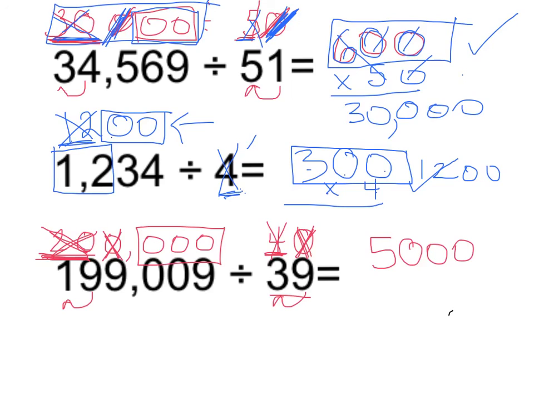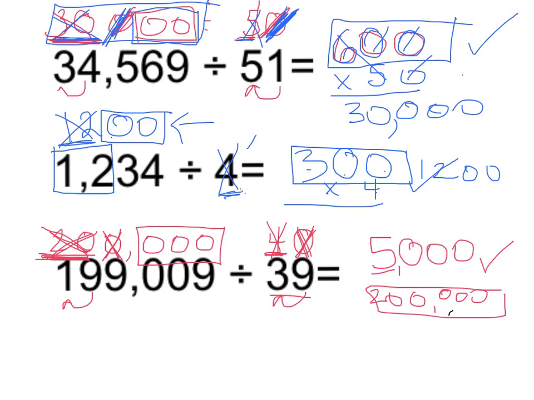Now, what am I going to do? I'm going to multiply to make sure. Is 40 times 5,000 about 200,000? Well, 4 times 5 is 20. 40 has 1 zero. 5,000 has 3. So yeah, it works. So my estimated quotient is 5,000.